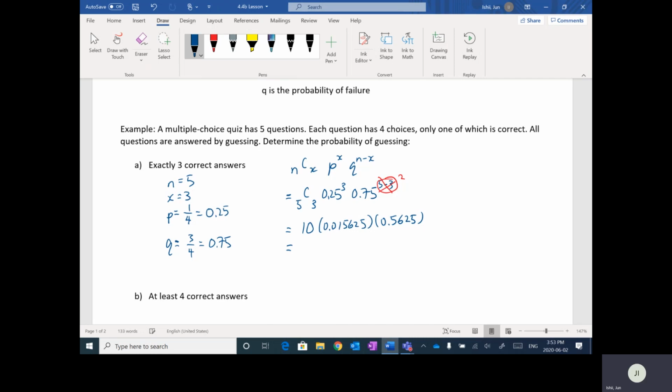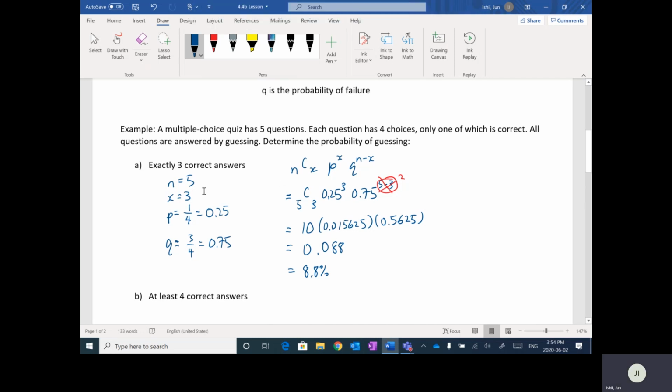Okay. So if I multiply these 3 numbers together, all right, so I get 0.087, or I'll just round it to 0.088. So in other words, you have an 8.8% chance of getting exactly 3 correct answers if you were to guess. All right, cool.